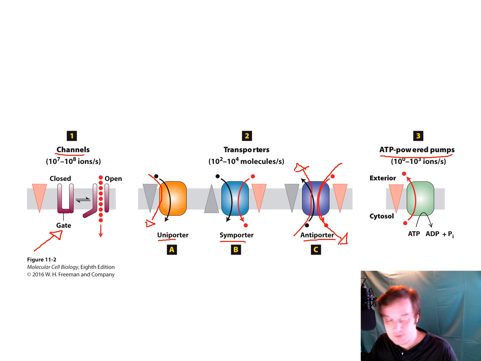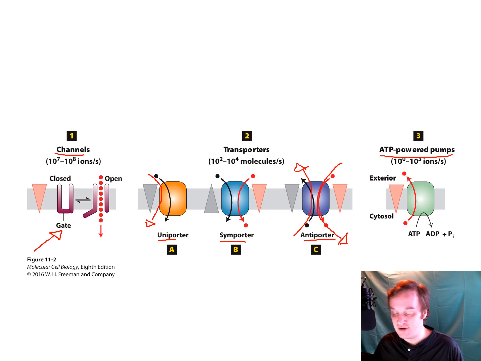Where'd my marker go? There we go. The energy released by hydrolysis drives movement of specific ions or molecules against the electrochemical gradient. So if it's thermodynamically unfavorable for this ion to be on the exterior, then you need energy to move it across. You can't just use natural gradient forces to move these ions. It's pumping uphill, so to speak, or up current.